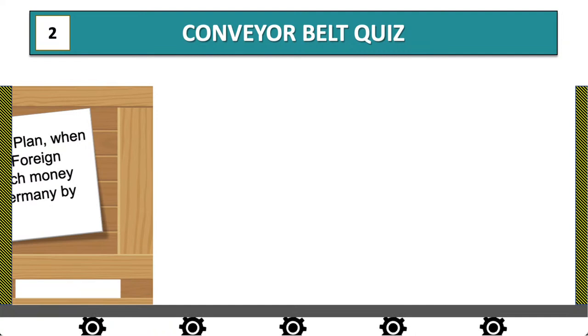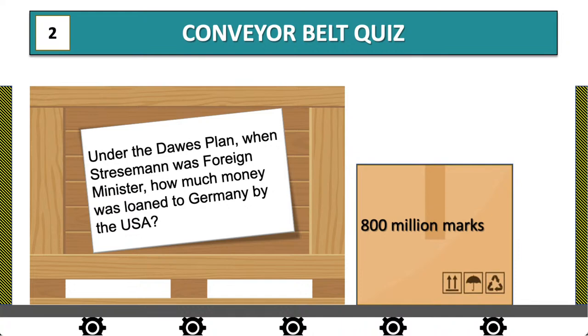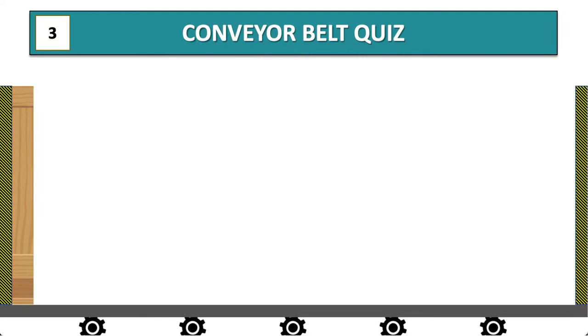Dawes Plan. Personally, I think this is one of the most important things that Stresemann achieves in 1924. So 800 million marks loaned to Germany by the USA, and then that is invested into German industry, which helps with employment and industrial output, which ties into the next question.